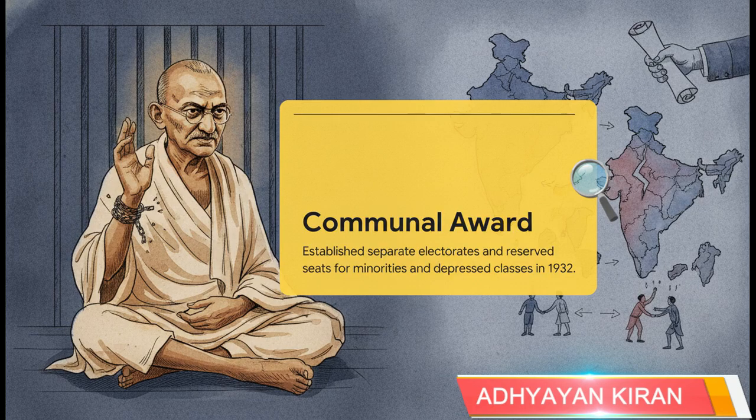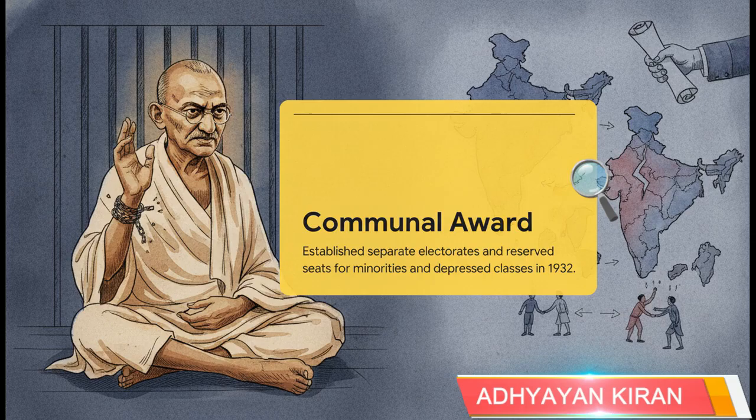In August 1932, British Prime Minister Ramsay MacDonald announced the Communal Award. This established separate electorates for various minorities, but crucially, it extended those separate electorates to the depressed classes, granting them 78 reserved seats. Now, to Indian nationalists, and especially to Gandhi, this was seen as a catastrophic threat to national unity. They viewed it as a direct British attempt to permanently fracture Hindu society.